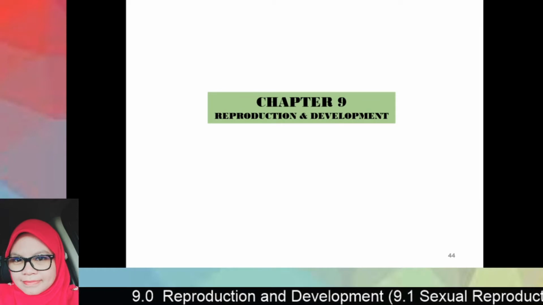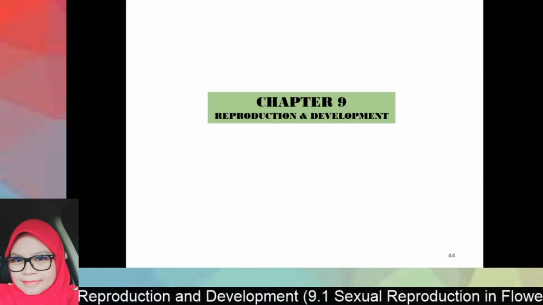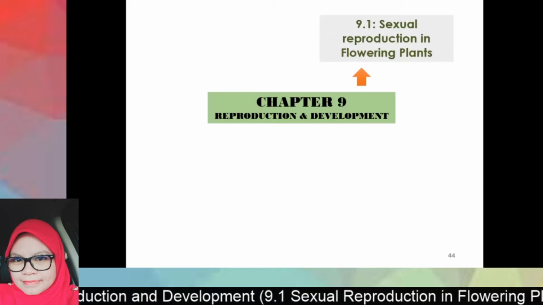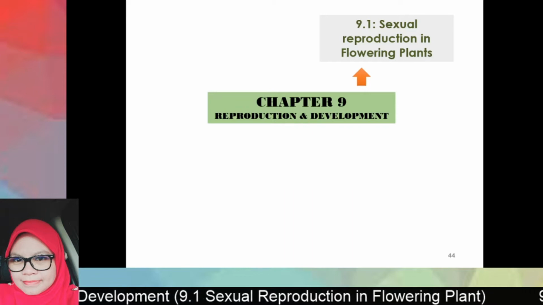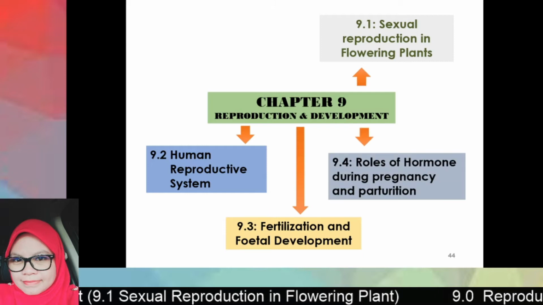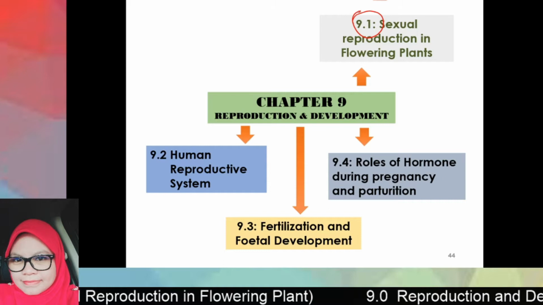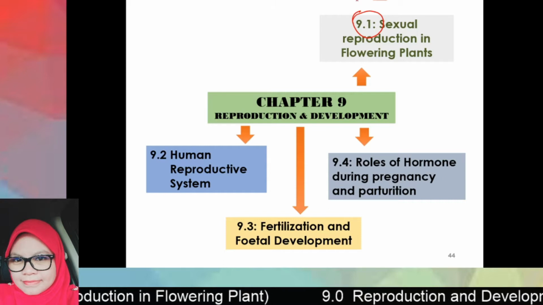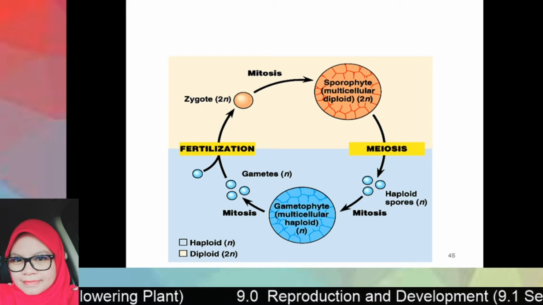Hi, Assalamualaikum warahmatullahi wabarakatuh. Let's continue chapter 9, Reproduction and Development, and we're still in subtopic 9.1, Sexual Reproduction in Flowering Plant. So, as you know, chapter 9 has 4 subtopics. Now, we still focus on subtopic 9.1, Sexual Reproduction in Flowering Plant. Okay, let's make a simple revision.